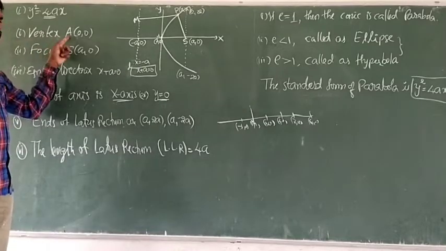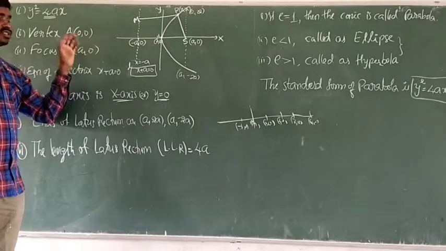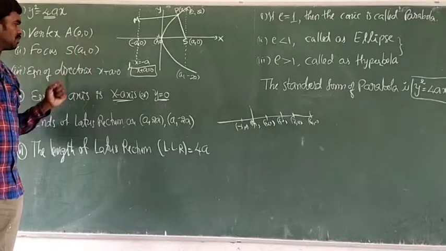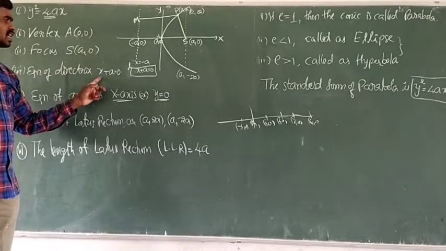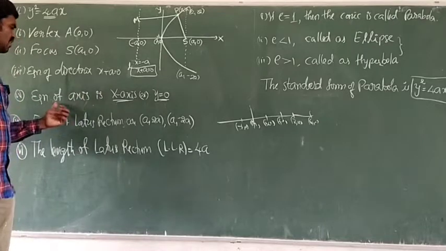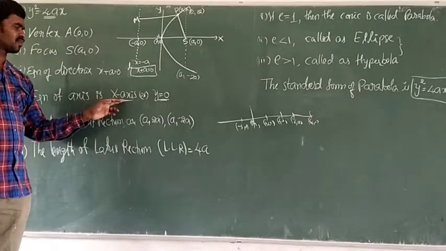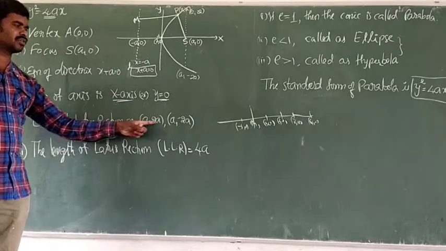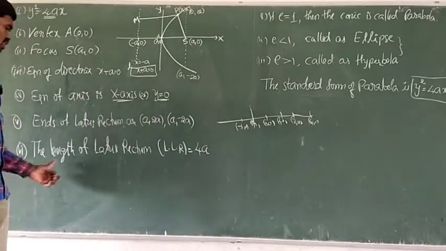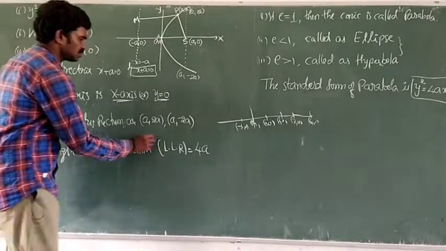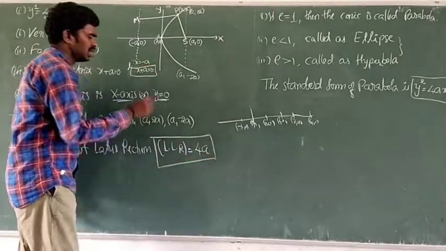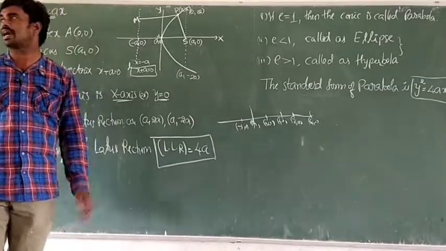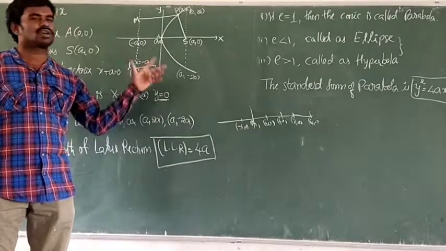What is the vertex? Vertex is (0, 0). Focus is (a, 0), and directrix is the line x plus a equals 0. The equation of the axis is the x-axis. Ends of lattice rectum are (a, 2a) and (a, -2a), and the length of lattice rectum is 4a. So this is very important. In each and every concept the length of lattice rectum is the same, and it is repeated in every concept.